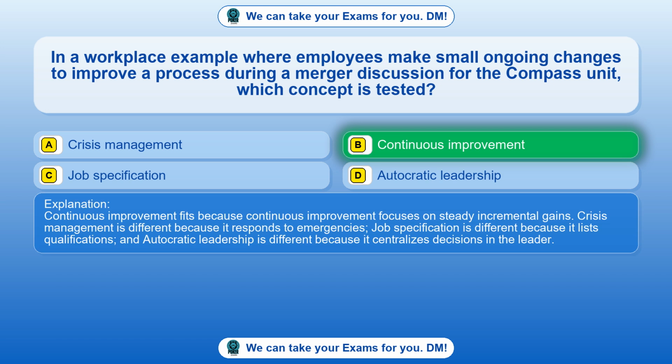Continuous improvement fits because continuous improvement focuses on steady incremental gains. Crisis management is different because it responds to emergencies. Job specification is different because it lists qualifications. And autocratic leadership is different because it centralizes decisions in the leader.